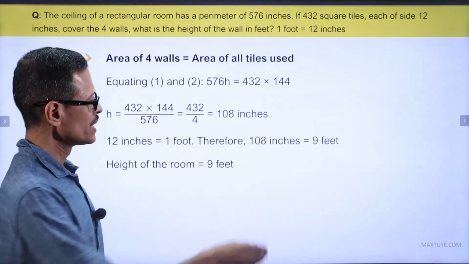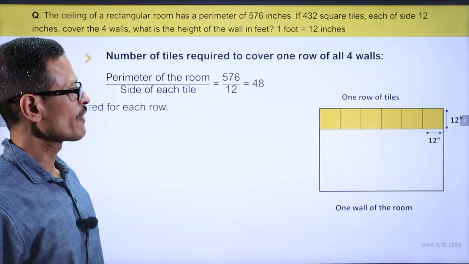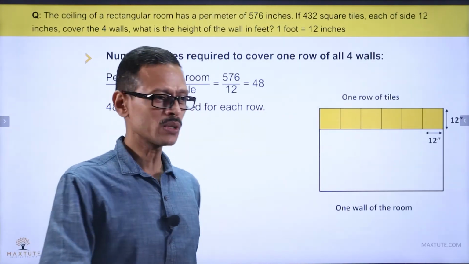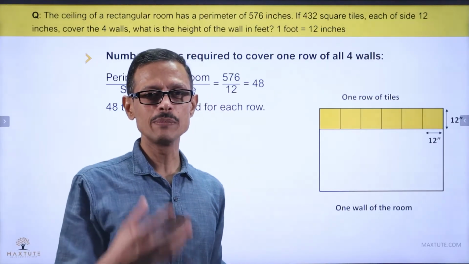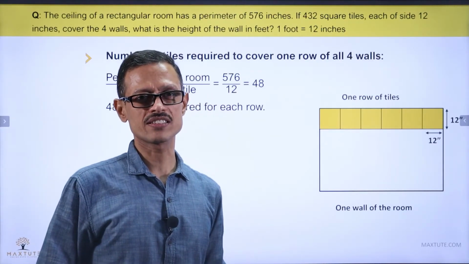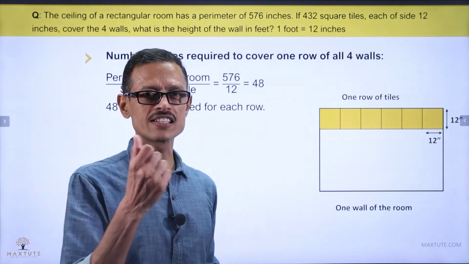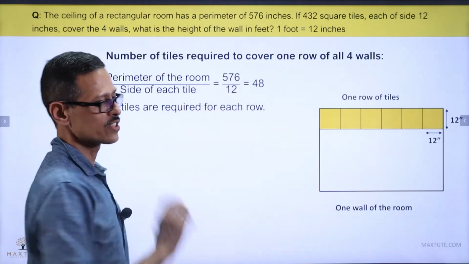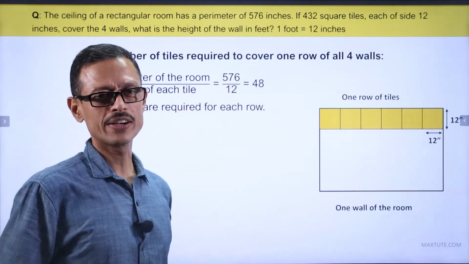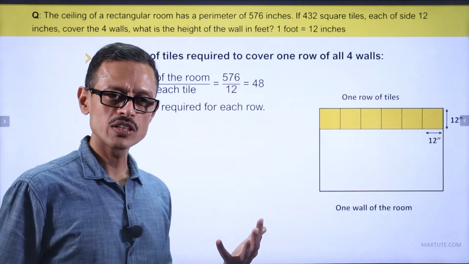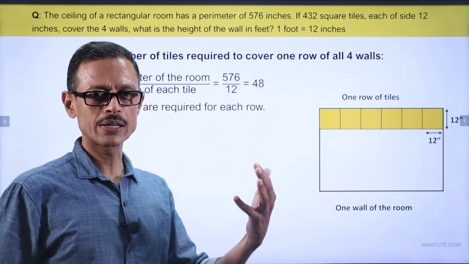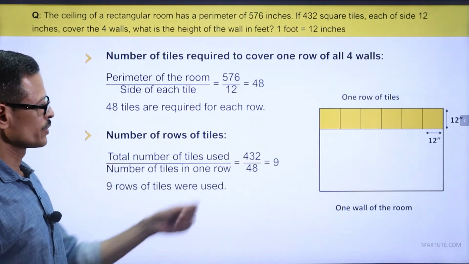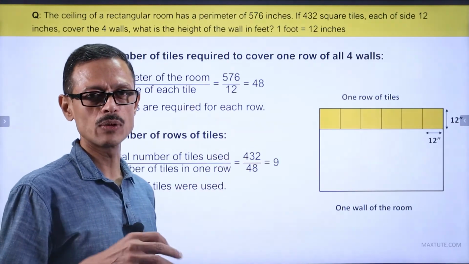Method 1 done. Quickly run through method 2. We are finding out the number of tiles in one row of all four walls. The total length covered in one row will be equal to the perimeter, which is 576 inches. Side of each tile is equal to 12 inches. So how many such tiles will be required? 576 divided by 12, which is 48 tiles. One row, 48 tiles. How many rows are used? Total number of tiles, which is 432, divided by number of tiles per row will give us the number of rows used. 432 divided by 48 is equal to 9.